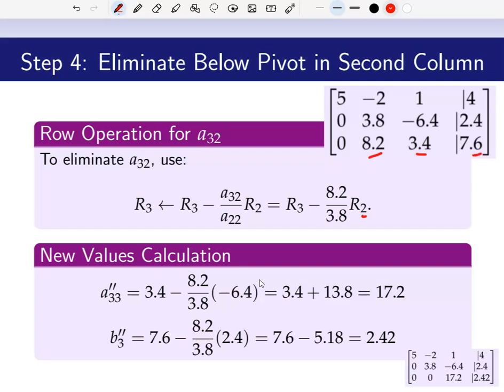Now we have to do this and this. So this element a33 double dash will be 3.4 minus 8.2 by 3.8 into minus 6.4. After doing the operation, we'll get 7.2. And b3 double dash will be 7.6 minus 8.2 by 3.8 into 2.4. So that will be 7.6 minus 5.18, nothing but 2.42. Now after plugging all these values, we'll get 5 minus 2 1 4, 0 3.8 minus 6.4 2.4, 0 0 7.2 and 2.42. So now if you see, this becomes the upper triangular matrix.